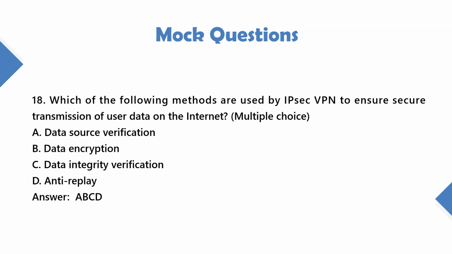18. Which of the following methods are used by IPsec VPN to ensure secure transmission of user data on the Internet? Multiple choice. A. Data source verification. B. Data encryption. C. Data integrity verification. D. Anti-replay. Answer: A, B, C, D.